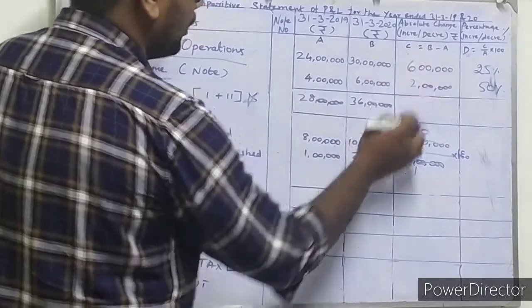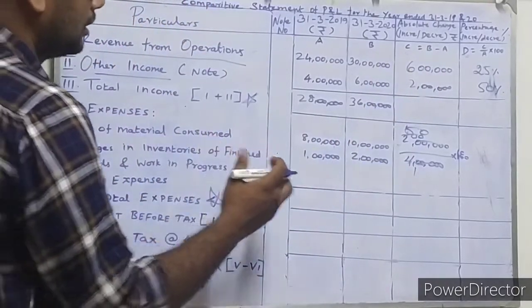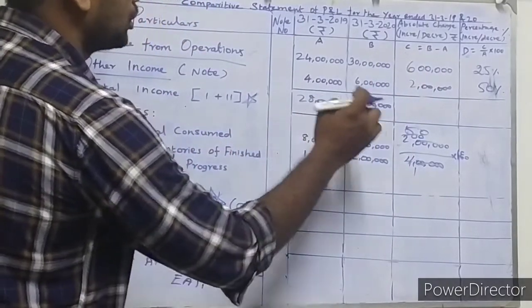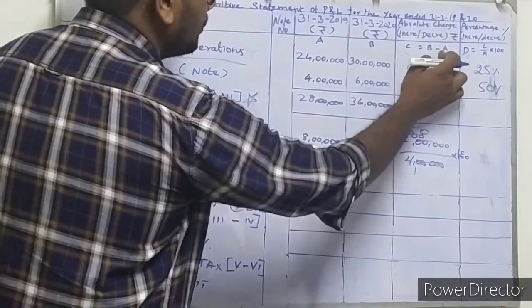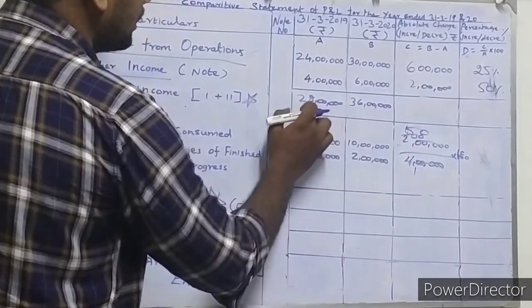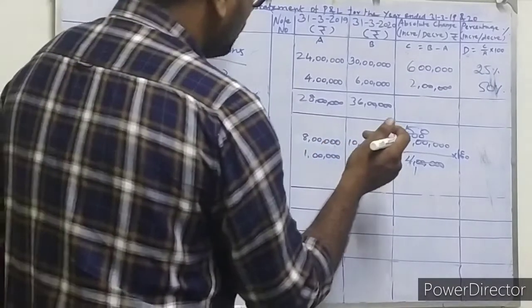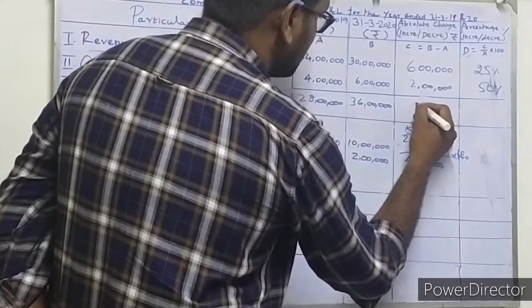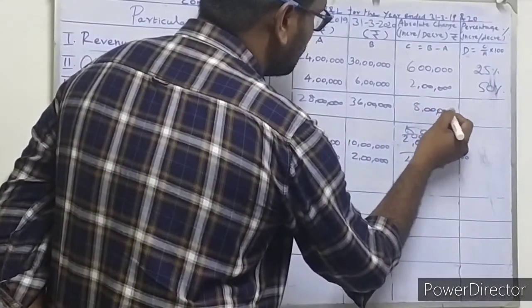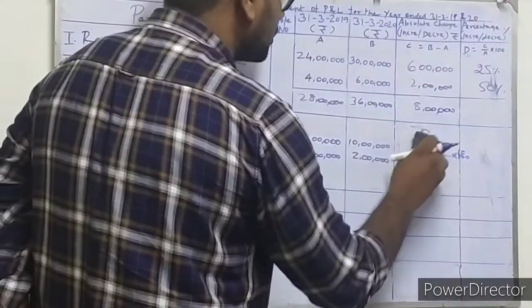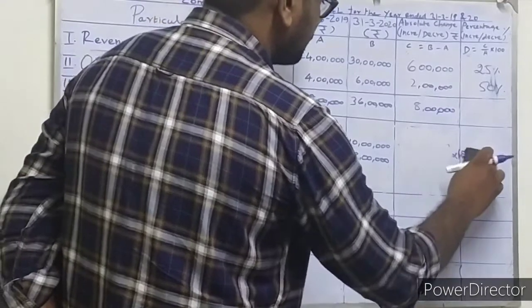So I am executing the formula to find out absolute changes. 36 lakh minus 28 lakh. Look at this, C is equal to B minus A. 36 lakh minus 28 lakh means 8 lakh rupees increased. Now I know what the absolute change is. The absolute change amount is 8 lakh rupees.